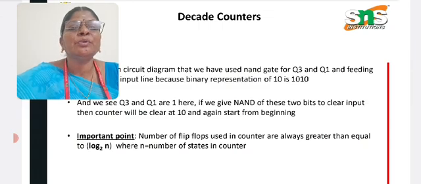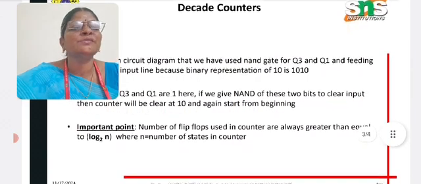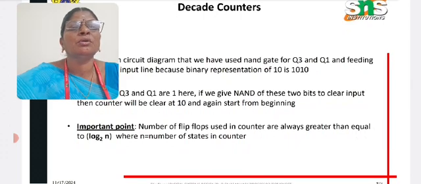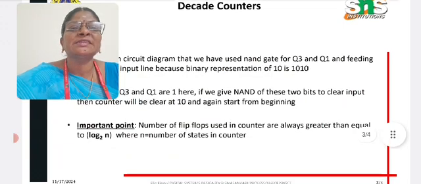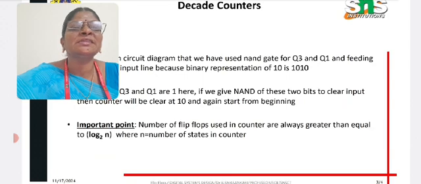So the important point here is that the number of flip-flops used in a counter is always greater than or equal to log2 n, where n is the number of states in the counter. So this is the operation of decade counters. Okay. Thank you.